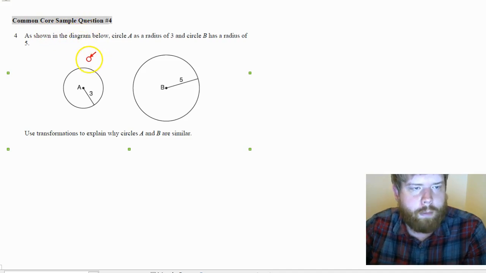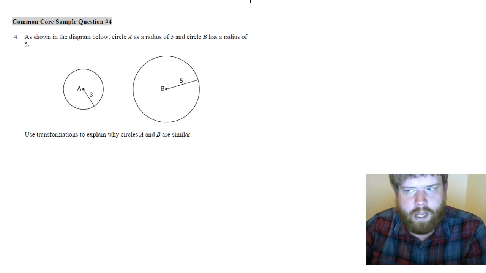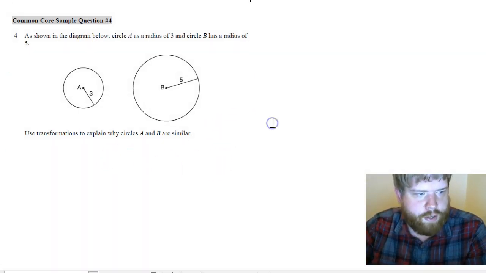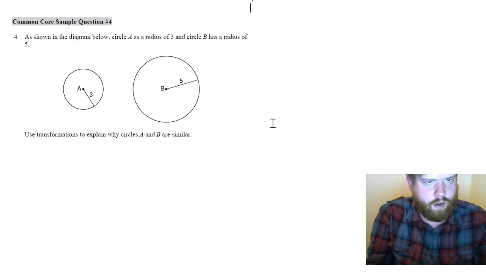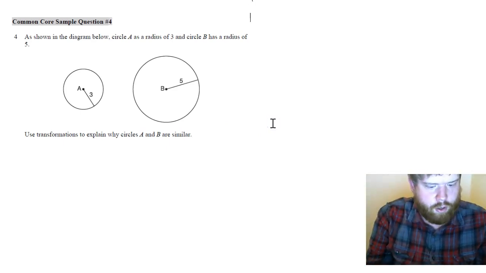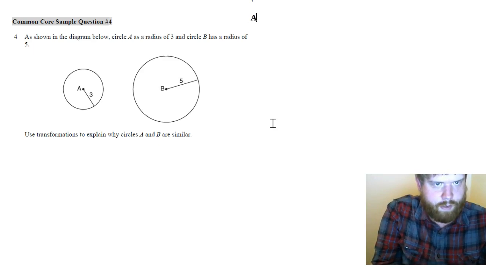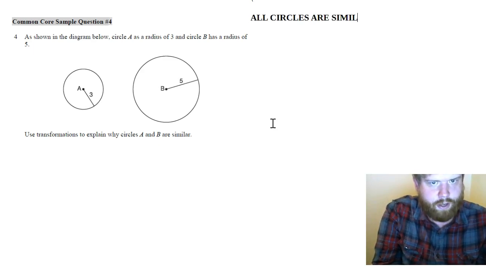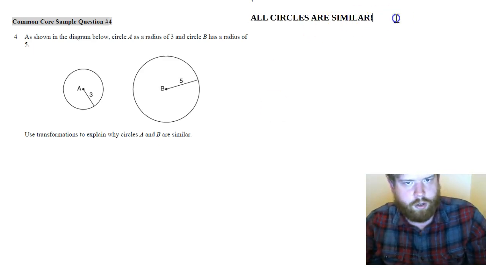As shown in the diagram below, circle A has a radius of 3 and circle B has a radius of 5. Use transformations to explain why circles A and B are similar. Well, the first thing I want to remind everyone of is that all circles are similar. Just go ahead and write that up here. All circles are similar, including these two circles.